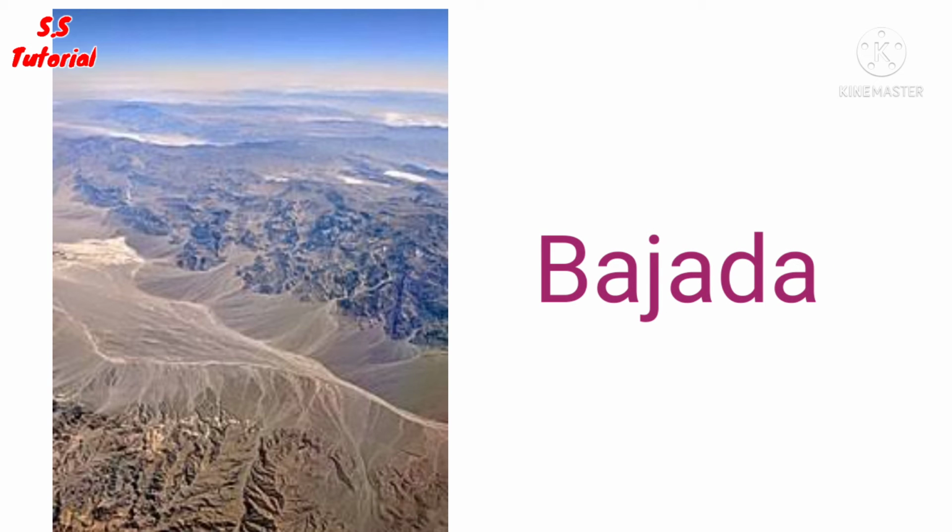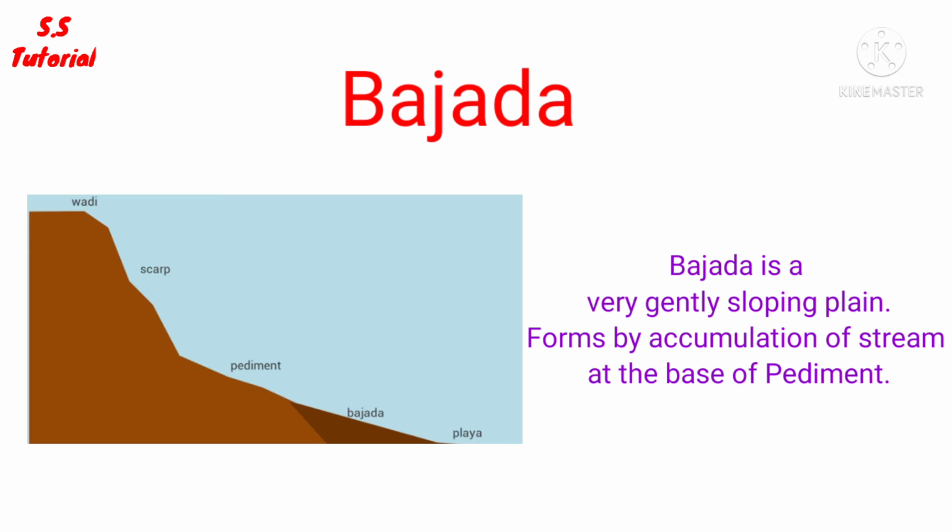Let's know about Bajada. Bajada is also one of the most characteristic landforms made by running water in the arid and semi-arid region. Bajada is nothing but a very gently sloping plain that lies at the base of the mountain or at the base of the pediment, developed by the accumulation of running water. Bajada is actually a plain that lies between pediment and playa.